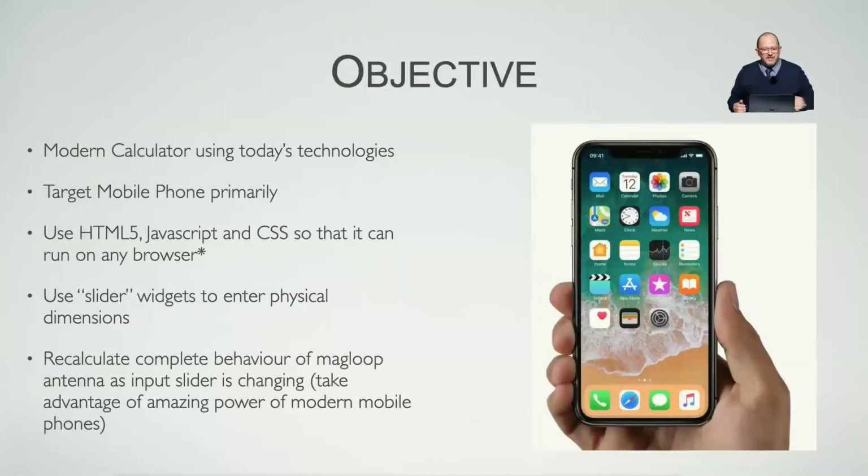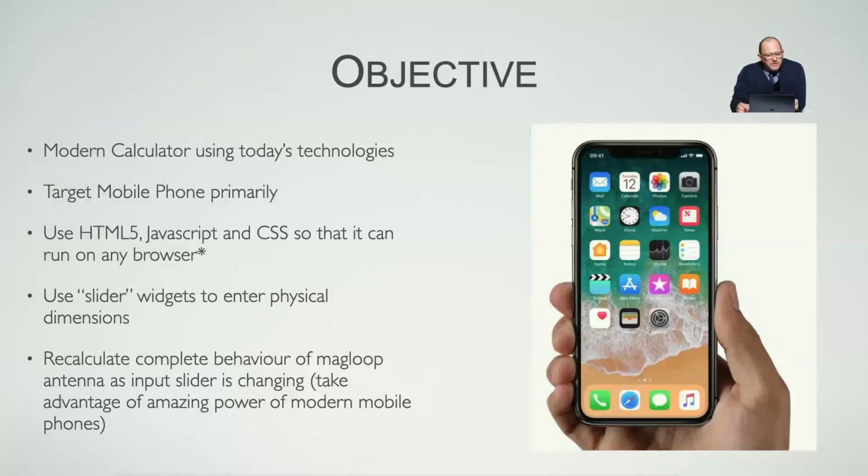So my objective then was, rather than putting stuff on a computer, I wanted to make it available. Nowadays, everyone uses a mobile phone. So my intent was to learn about how to program for a mobile phone target. Use a modern calculator. Modern calculators use today's technologies. Target the mobile phone primarily, although it should work on browsers. If I did it in HTML5 and JavaScript, it can run on pretty much any platform, because any platform that has a browser, it's a great way of distributing software.